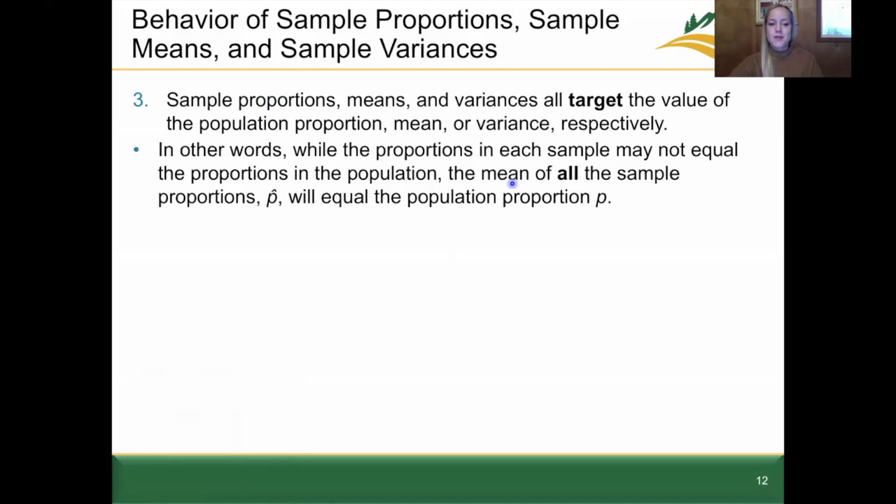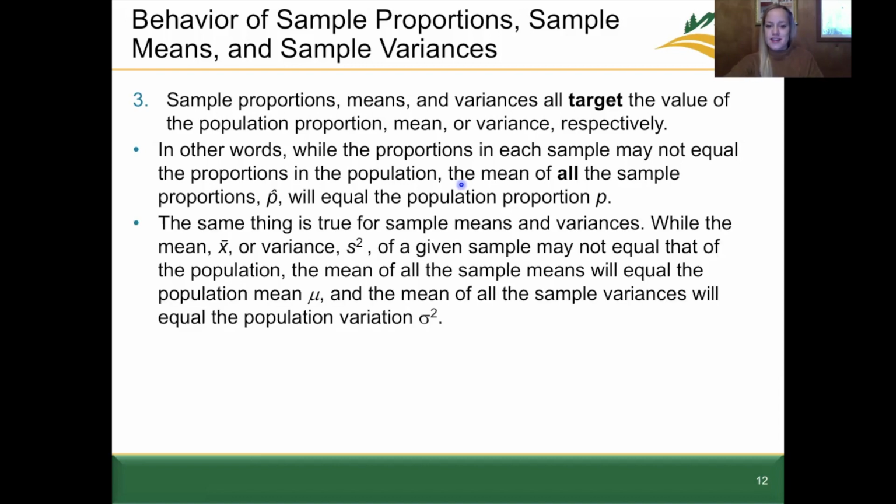So building on this point now, while the proportions in each sample may not equal the proportions in the population, the mean of all sample proportions, remember sample proportions is represented by p hat, so the mean of all the sample proportions will equal the population proportion. That's really saying that if we take enough sample proportions that represent the entire population, we take the mean of all of those sample proportions, we will actually get the population proportion.